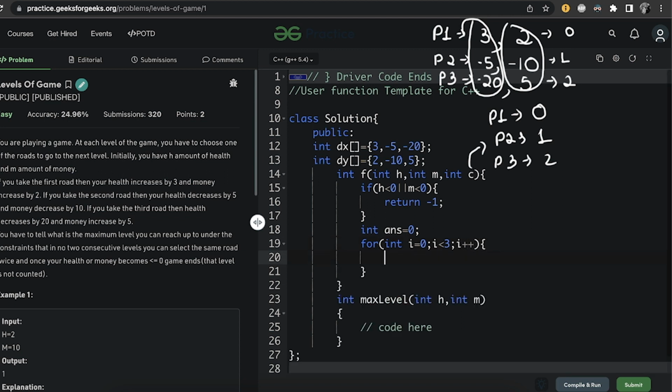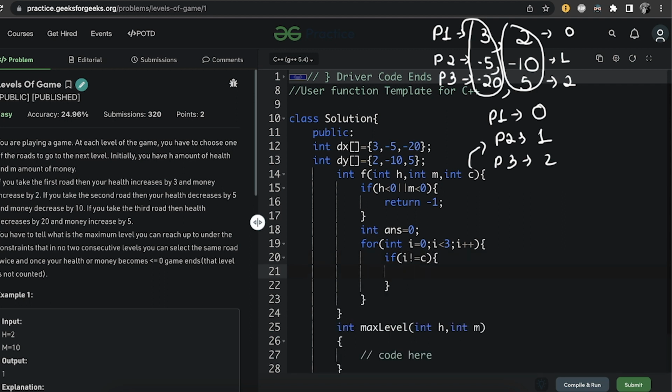Instead of having 3 ifs, we can directly use a for loop that is already provided to us. Okay, so if i is not equal to c, that means the current path we are trying to do is not the past path. I'm telling you again, the current path that we are going to try is not the path that we have tried last time. Okay. And we want the maximum value. So answer is equals to maximum of the answer that we had previously.